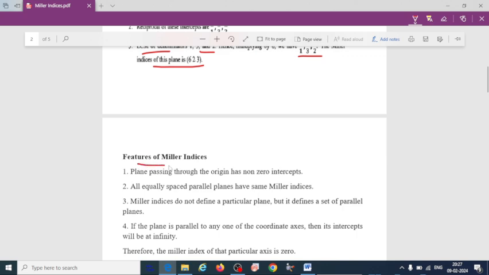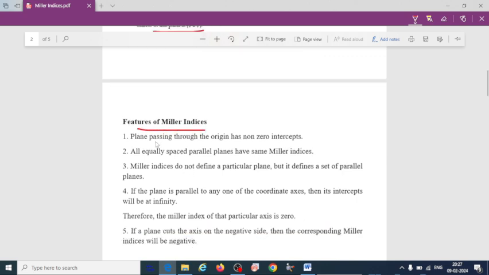So what are the features of Miller indices? The first one: a plane passing through the origin has non-zero intercepts. All equally spaced parallel planes have the same Miller indices. If the planes are parallel, they have the same Miller indices. Miller indices do not define a particular plane, but define a set of parallel planes.